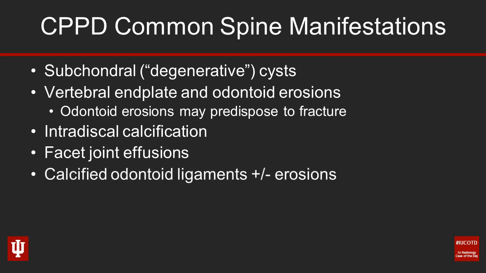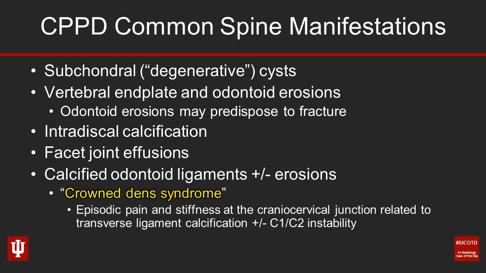And then look for that calcification. You may see calcification of the odontoid ligaments. That may be associated with erosions as well. There's a clinical scenario that's referred to as crown den syndrome, and these patients with CPPD can have episodic pain and stiffness at the craniocervical junction, and that's usually due to the profound calcification of the transverse ligaments, as well as to some degree the degenerative pseudopannus that they have at this level as well, and that can be associated with C1 and C2 instability.